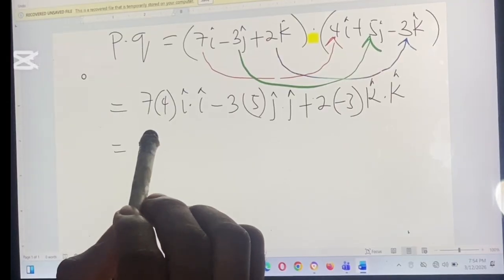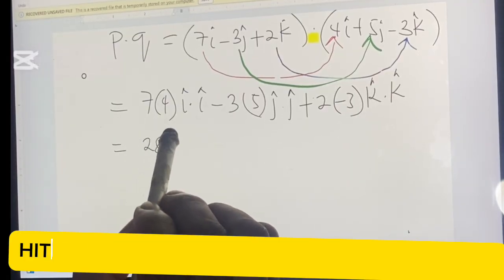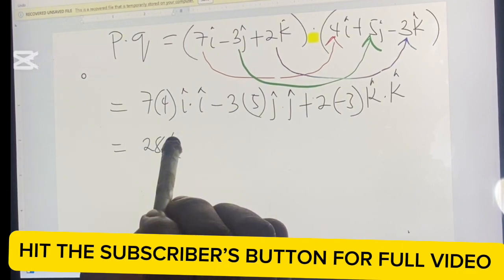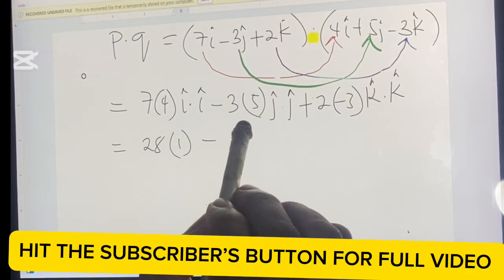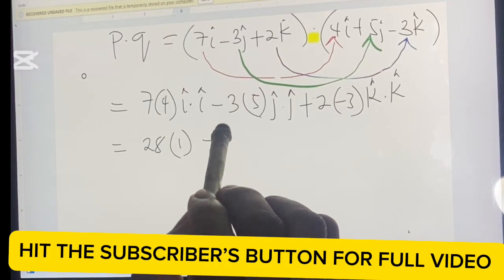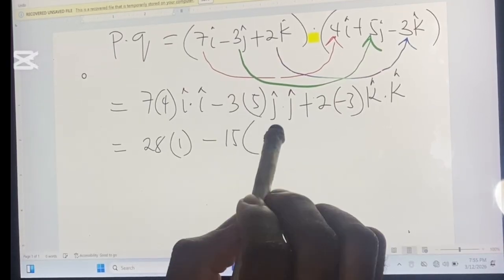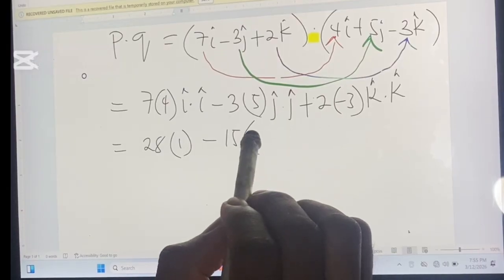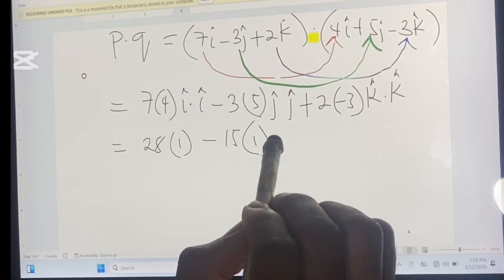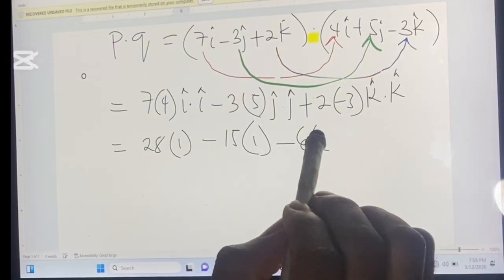7 multiplied by 4 will give us 28. Remember the law that whenever you dot the same vector, the result will be 1. So this will be 1 minus 5 minus 3 times 5 will give us minus 15. Remember the law here, J dot J is 1. So plus 2 times minus 3 will give us minus 6. K dot K is 1.